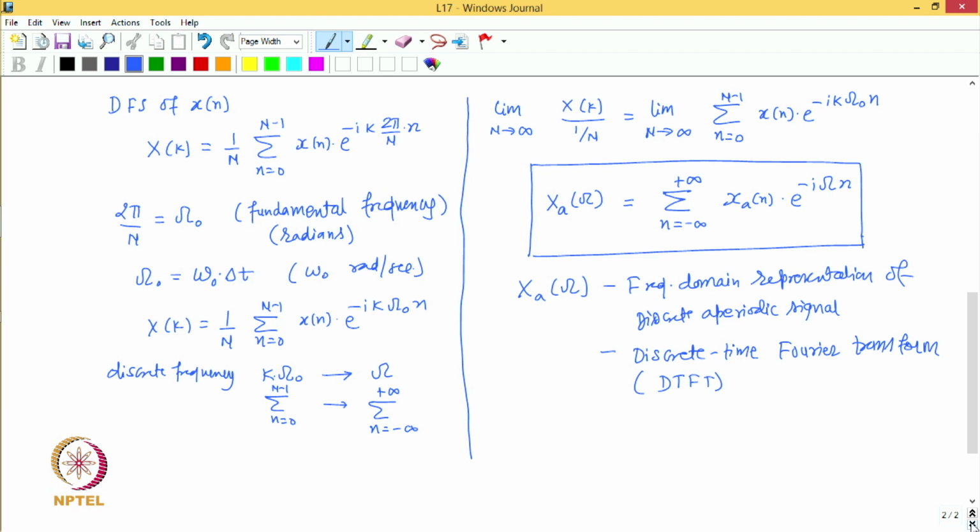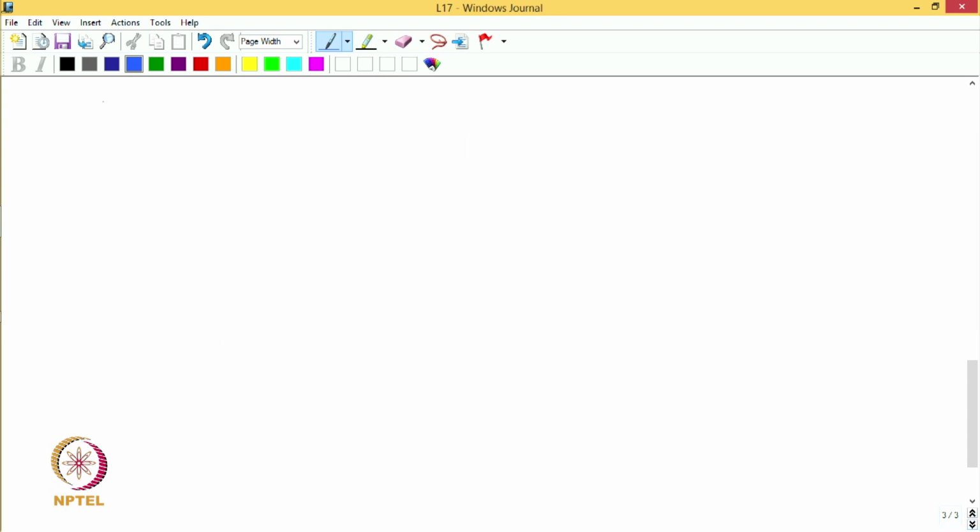Let us go to the next page. So let us look at the nature of x a omega. The first observation is that the frequency omega is continuous. So for x a omega, the spectrum is continuous, which means that its value is defined for every frequency omega. So it is a continuous spectrum.